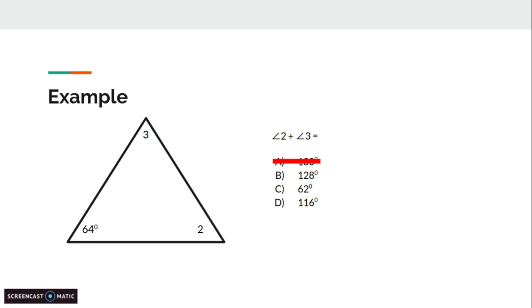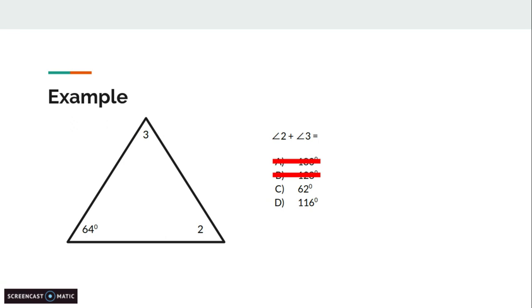128. Could that be possible? You might think that it could, but first let's start out by dividing that by 2. 128 divided by 2 is 64. If 2 plus 3 equals 128, then that means they're both 64. If all angles are 64, that's more than 180. So it couldn't be that, because that would make all the angles add up to be greater than 180.